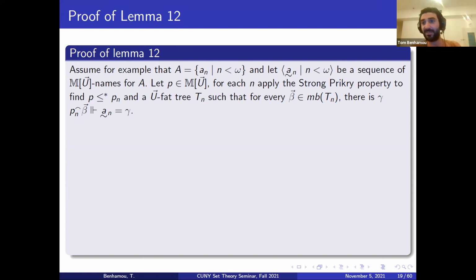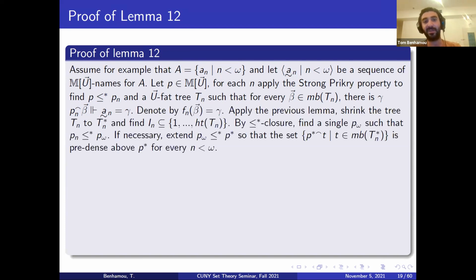Now this defines a function on the maximal branches of Tn. So we denote the function fn of beta to be this decided value gamma. We apply the previous combinatorial lemma to shrink this tree Tn to T star n and find some important levels In for this function.